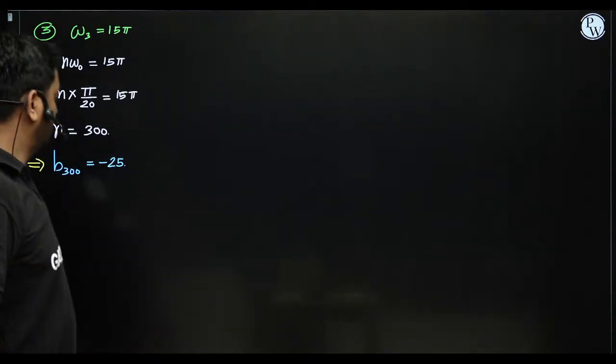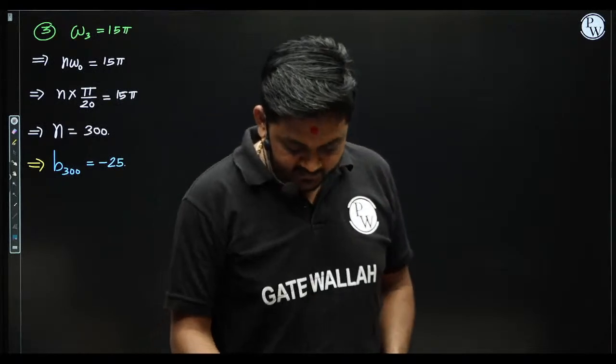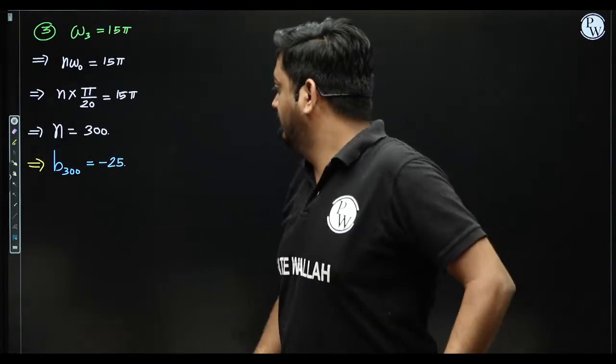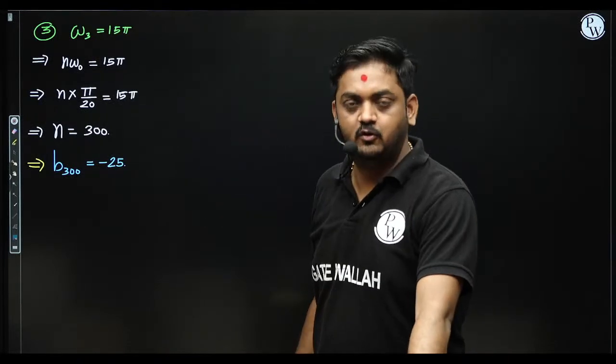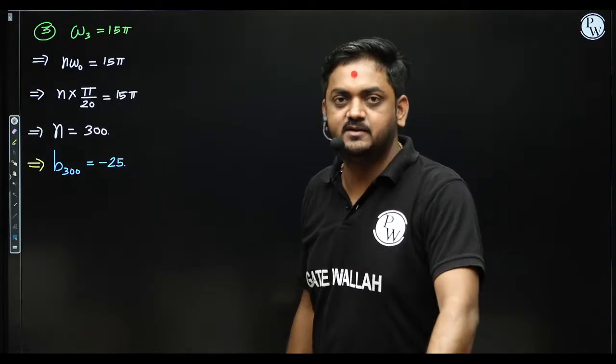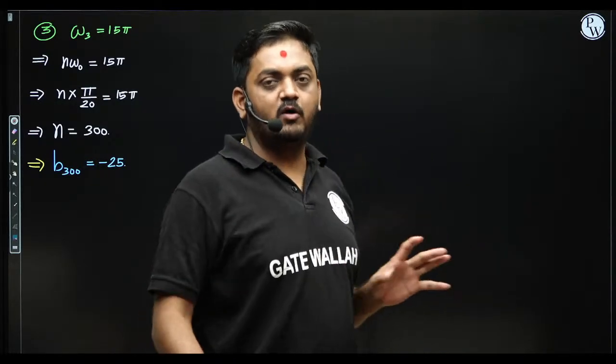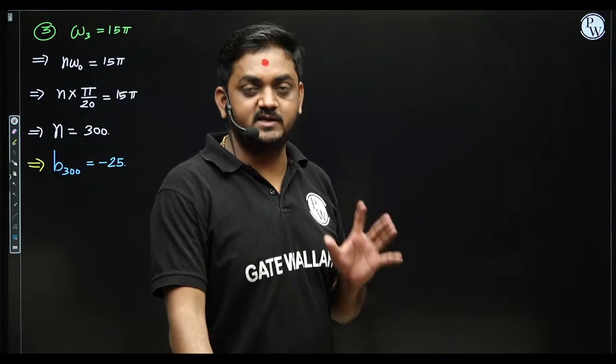Minus 25. Got it? So in this way we can calculate the non-zero coefficient of the Fourier series representation. And first we are considering a sinusoidal periodic signal, correct? Because all the terms are in the form of sine and cos, that's why it is a sinusoidal periodic signal.